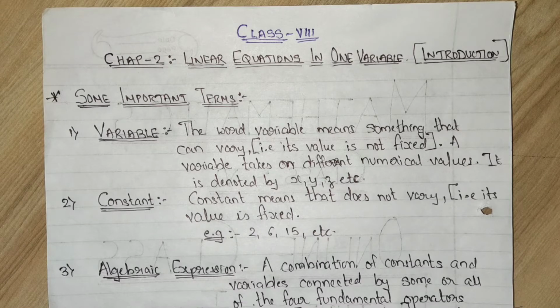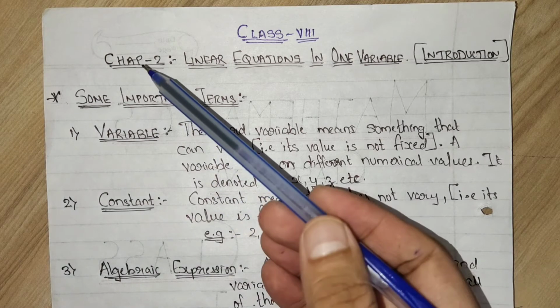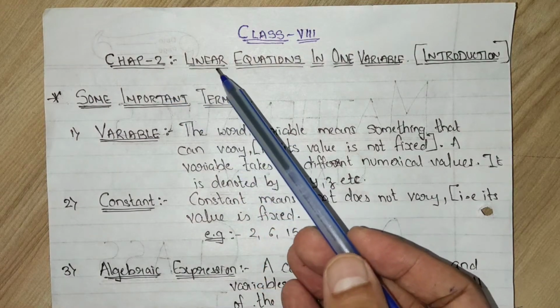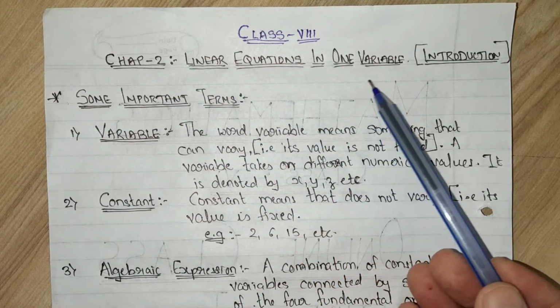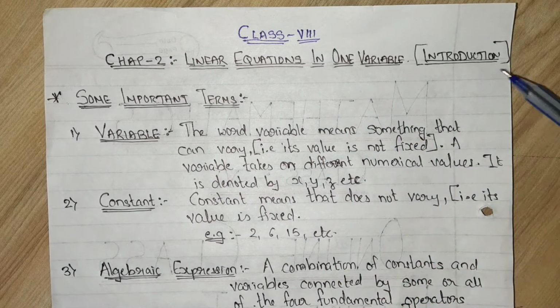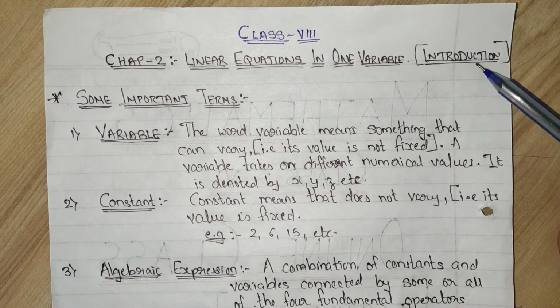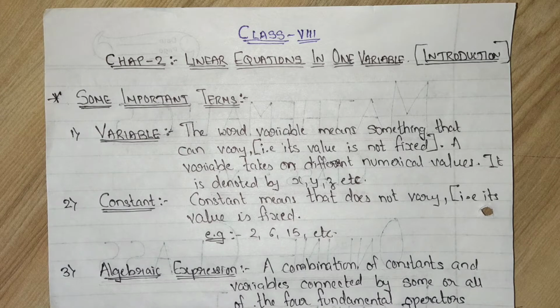Students, today we are going to start mathematics of class 8th. We are going to start with chapter number 2. The name of chapter number 2 is linear equations in one variable. We are doing today its introduction part. Students, I have not taken chapter 1 first because chapter 2 you are familiar with it, so I decided to start with chapter 2.